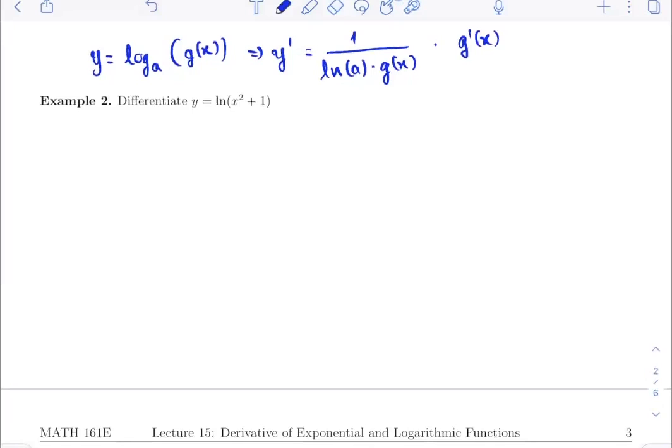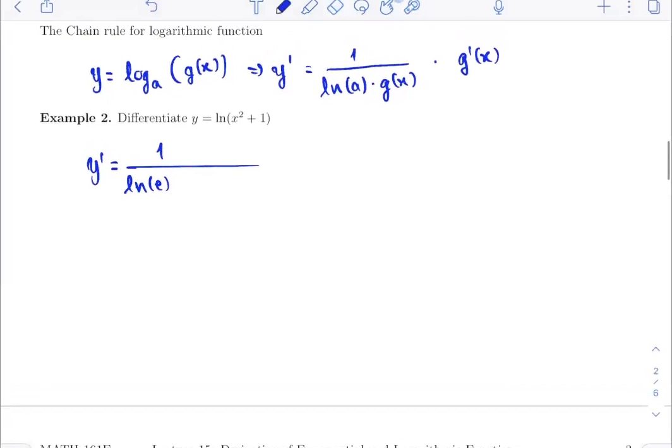So y prime is equal to 1 over ln of e, because e is the base in this case, times the inside part, which is x squared plus 1, then multiplied by the derivative of the inside function, which is x squared plus 1. Right? And remember, ln of e is an identity. ln of e is always equal to 1. And we have 1 over x squared plus 1 times the derivative of x squared plus 1, and the derivative of x squared plus 1 is 2x.